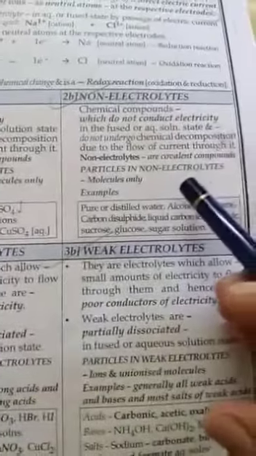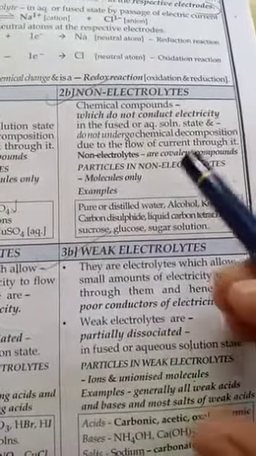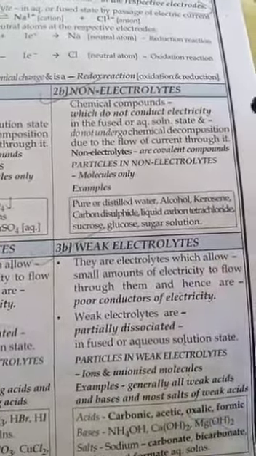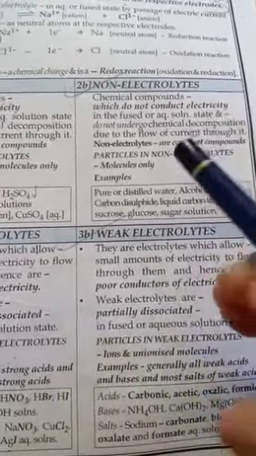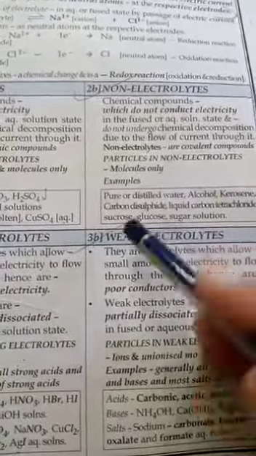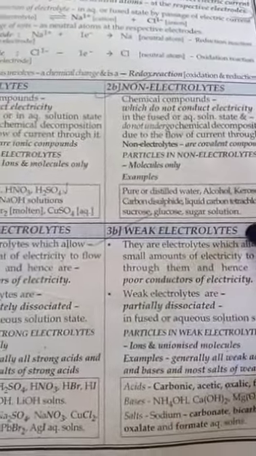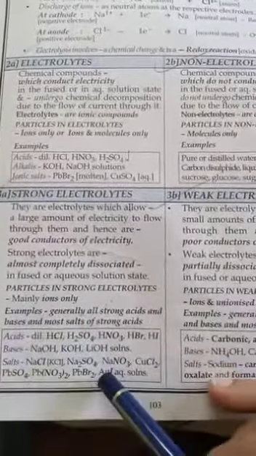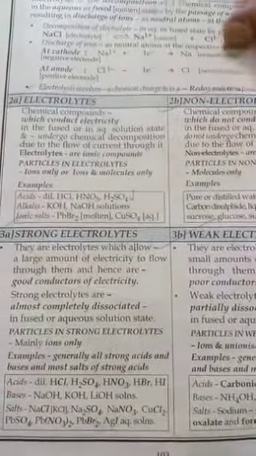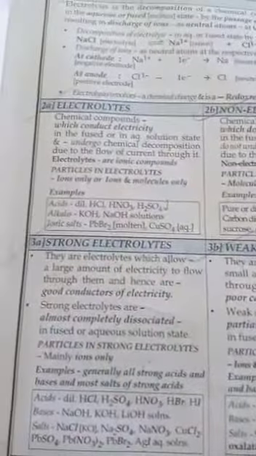And those compounds which dissociate partly, they don't dissociate completely. So they produce fewer free ions and the conduction of electricity is less. That type of compound is known as a weak electrolyte. So you have to learn examples of some strong electrolytes and some weak electrolytes.